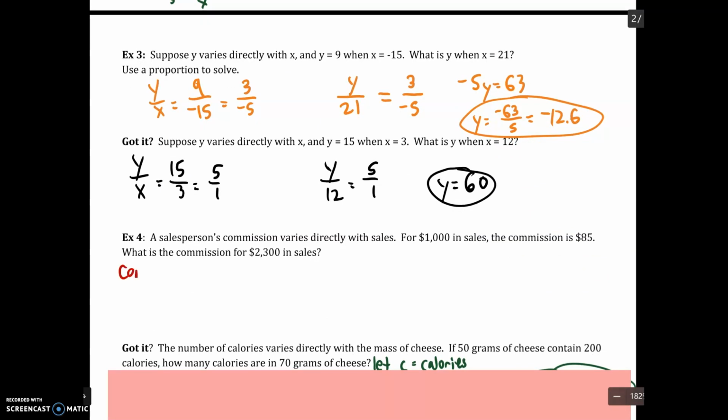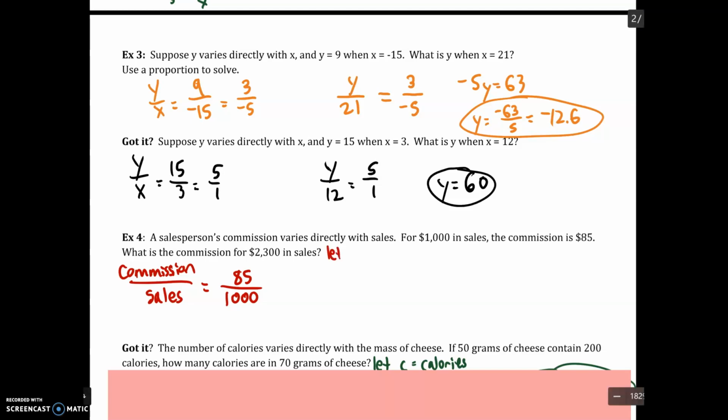So if I know that commission varies directly with sales, that means we can express that like a ratio, just like with any other direct variation. If I'm told that for $1,000 in sales, on the bottom of my fraction, the commission is $85, then just like in that last scenario, if I'm given a new value for sales, I should also be able to find the matching new value for commission, because they should keep that same relationship.